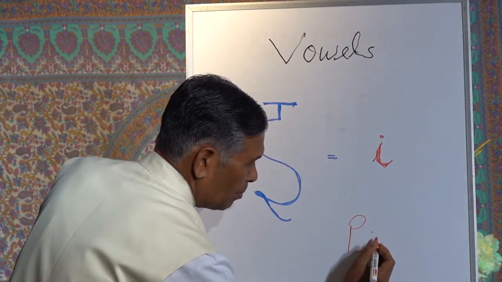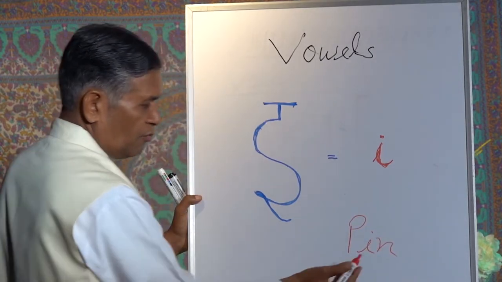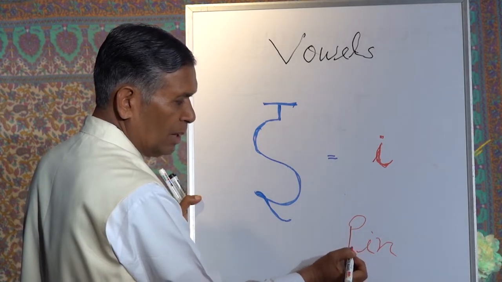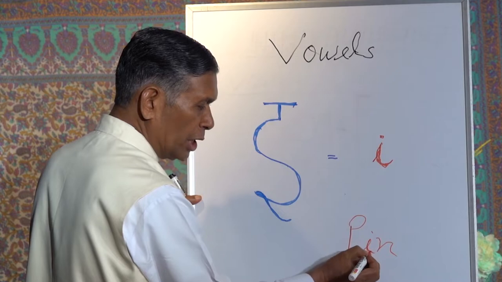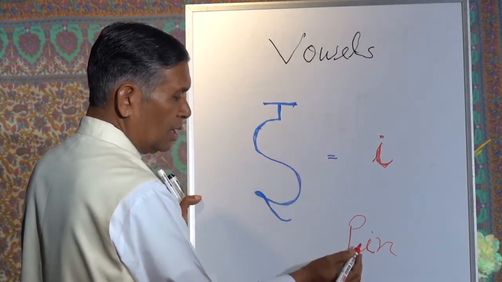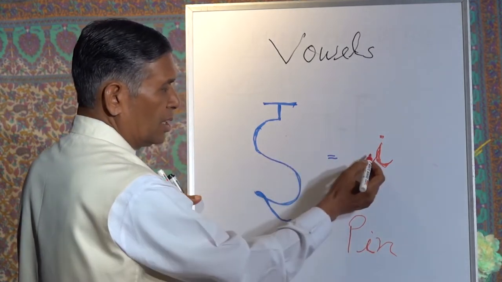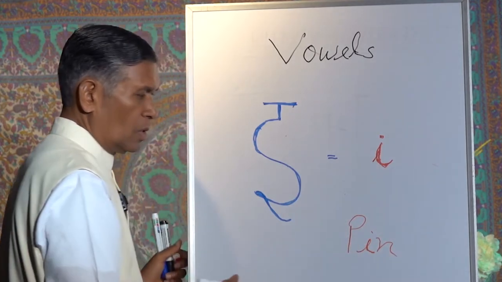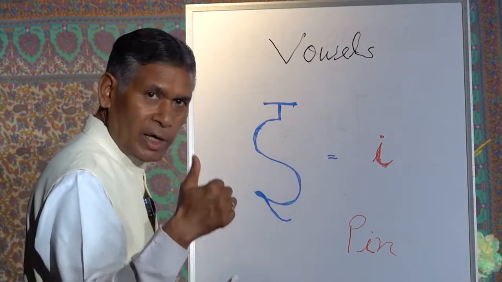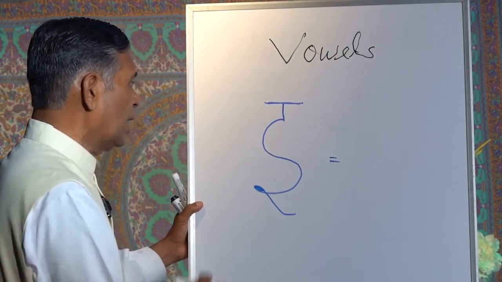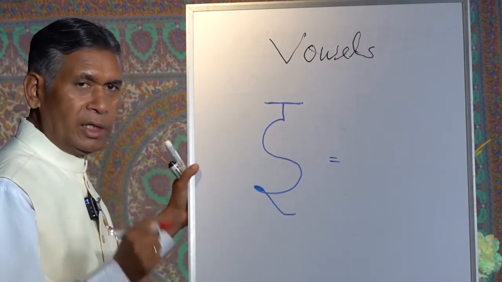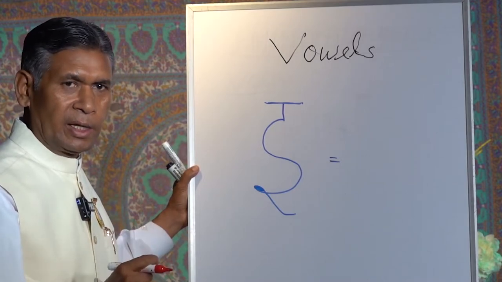In the word pin we use the short E, not pine, but pin. So the short E is here, that is the short one. Okay, theek hai. Now come for the next one. In Hindi the sound is E.